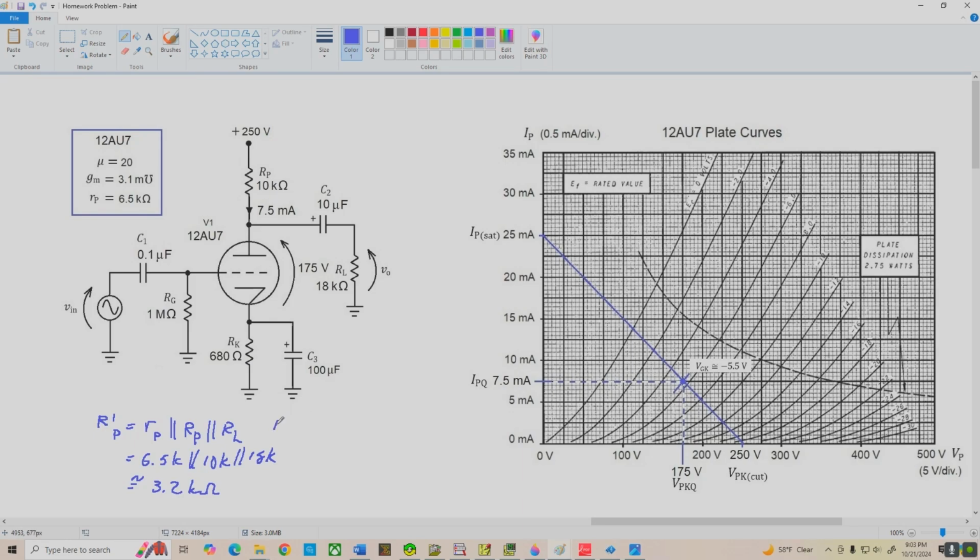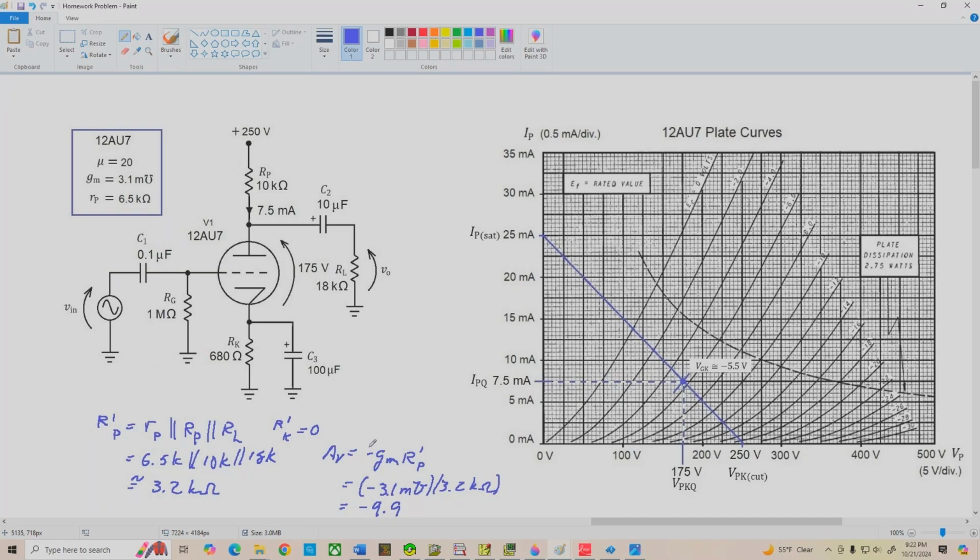Now our external R prime K in the AC small signal model is 0 because we're using full bypassing, so R prime K equals 0, and our voltage gain then is AV equals negative GM times R prime P. GM is 3.1 millimhos, so negative 3.1 millimhos times 3.2 K ohms is a voltage gain of about negative 9.9, and you could just call that negative 10.